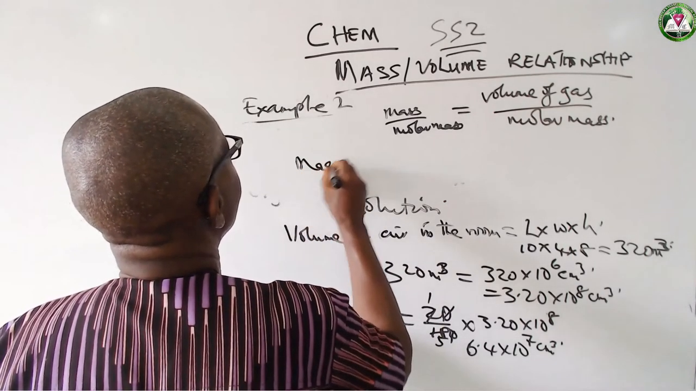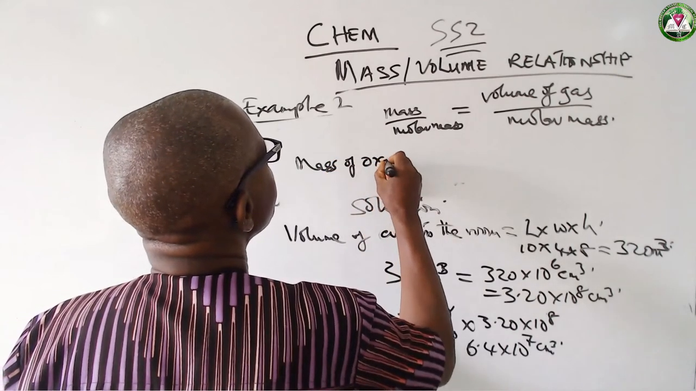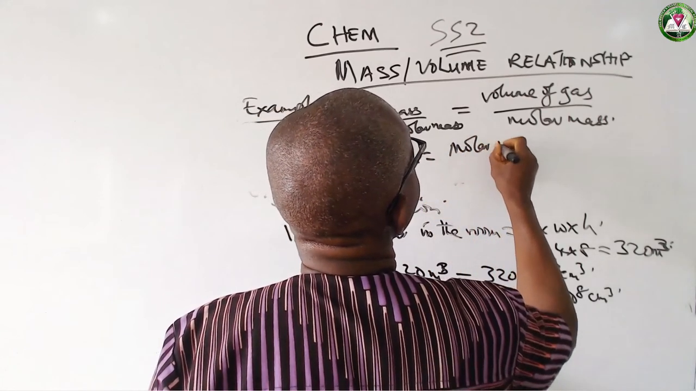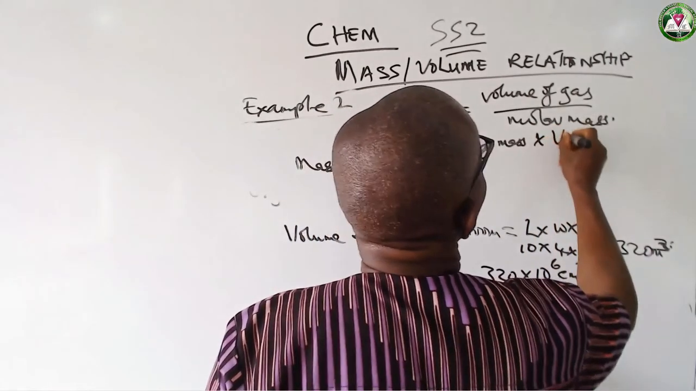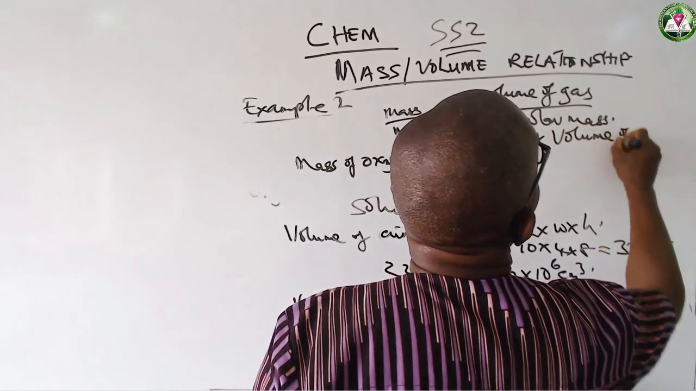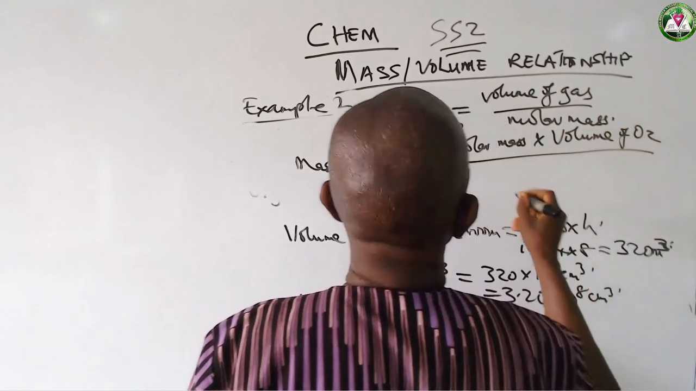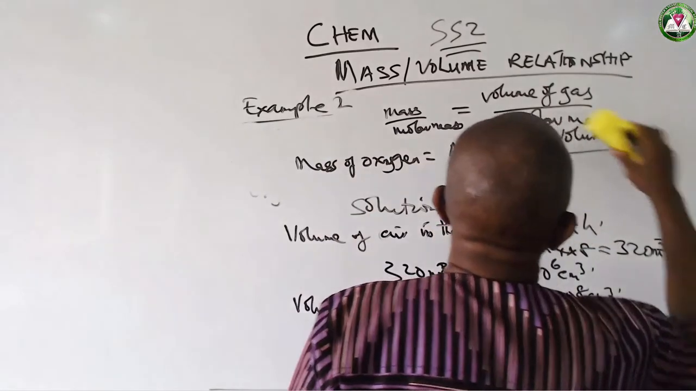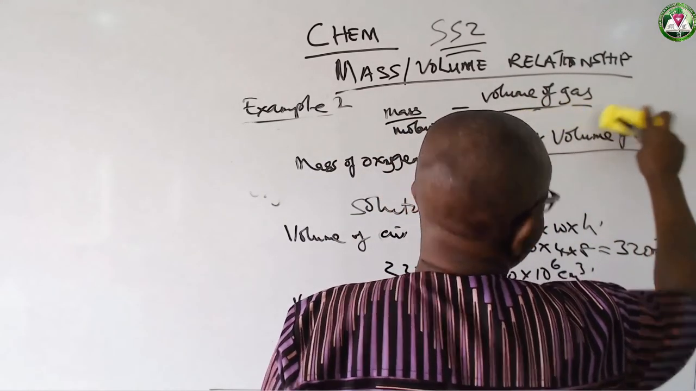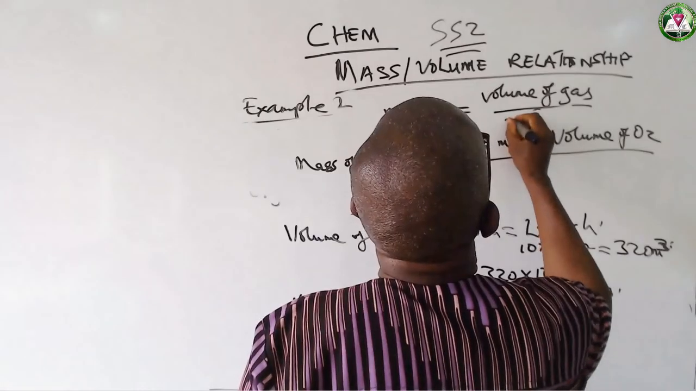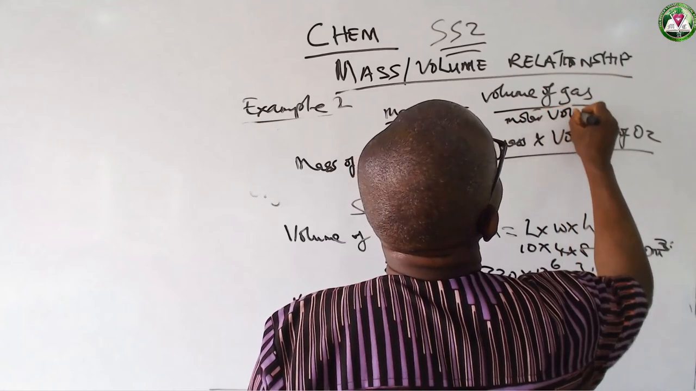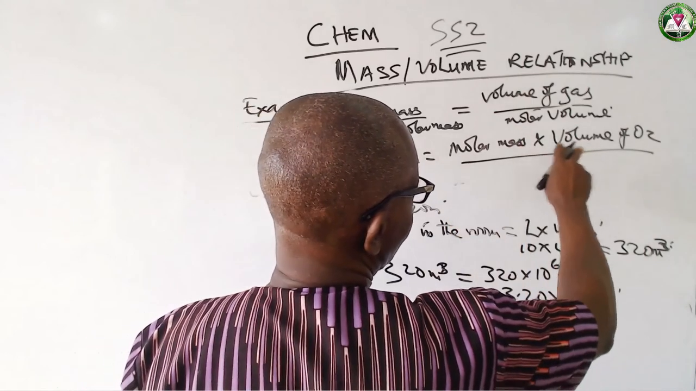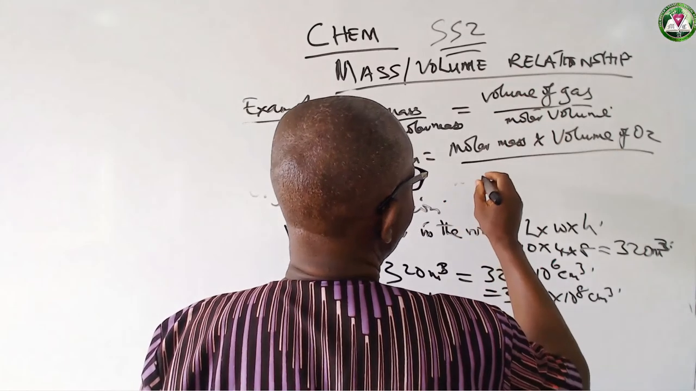Mass of oxygen will be equal to molar mass times volume of oxygen divided by, please look at this place, it is not supposed to be molar mass. This place is molar volume. So you have molar mass times volume of oxygen divided by molar volume.